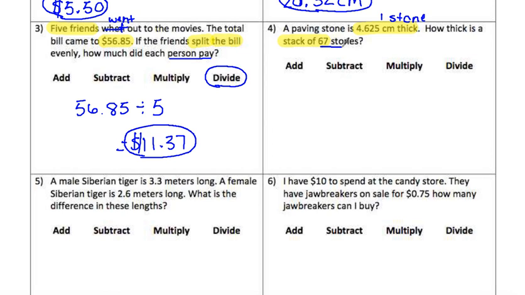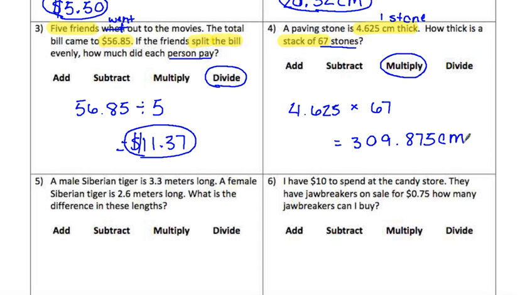I want 67 stones. So in order to get from one stone to 67 stones, I'm going to multiply. Because in all reality, do I really want to add this decimal 67 times? No, that's going to take forever. So we're going to multiply 4.625 times 67. And if we multiply that, we get 309.875 centimeters. And make sure you label it as centimeters.